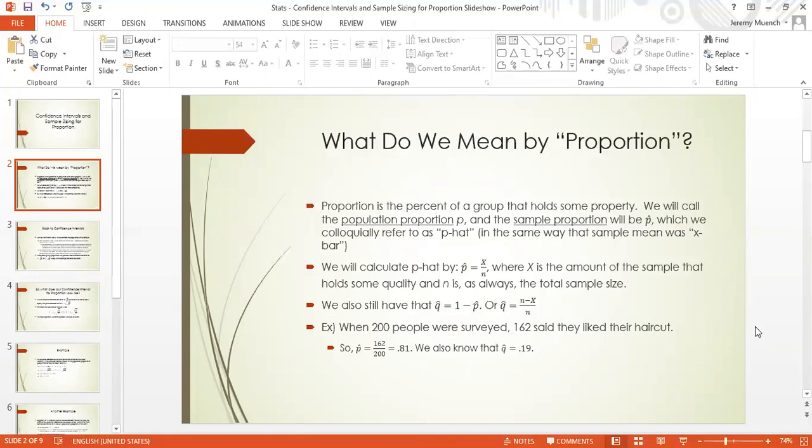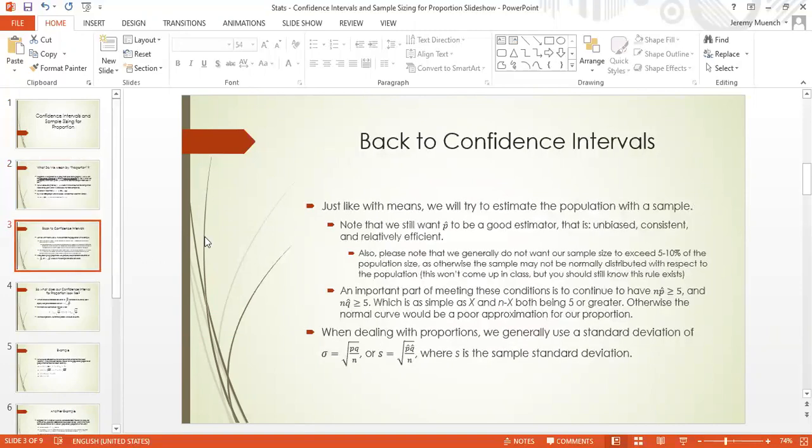So for example, here, when 200 people were surveyed, 162 said they like their haircut. So that 162 is that quality that we want, or that we're looking at for whatever reason. So we take 162 over our sample size of 200, and that gives us p hat, which in this case is 0.81. So great, this is how we're going to be setting up proportion. So let's figure out what that means for confidence intervals.